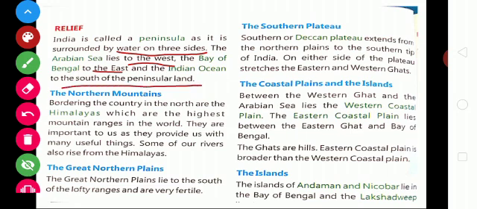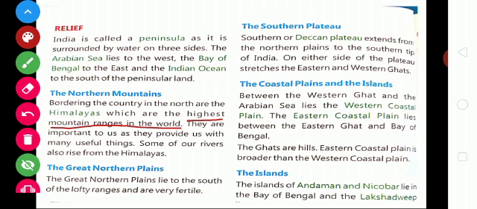And then the northern mountains. Bordering the country in the north are the Himalayas, which are the highest mountain ranges of the world. Underline it. They are important to us as they provide us with many useful things. Some of our rivers also rise from the Himalayas. And then the Great Northern Plains.